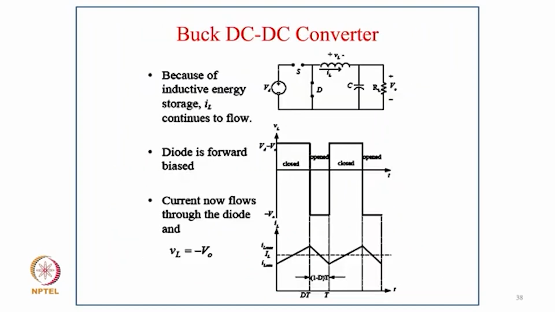Now coming to the buck converter, typically the second mode, when the diode conducts and the switch is off, because of inductive storage IL continues to flow as shown in the diagrams, and you can see in the waveform how the diode is forward biased and the inductor current starts reducing because of the negative output voltage across the inductor. Now current flows through the diode and VL equals minus V out. The waveform clearly shows the current increases during the switch on period and decreases in the inductor during the off period, and it shows the inductor voltage also. During the on period it is the input voltage minus the output voltage, and during the off period it is minus the output voltage.